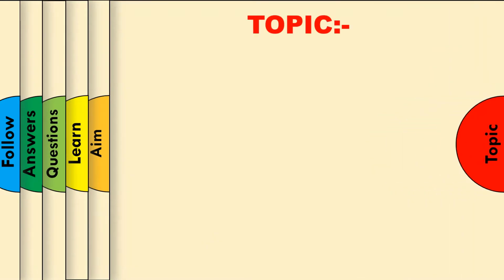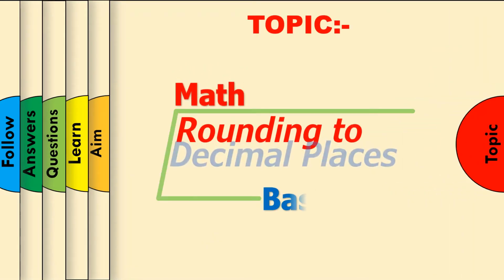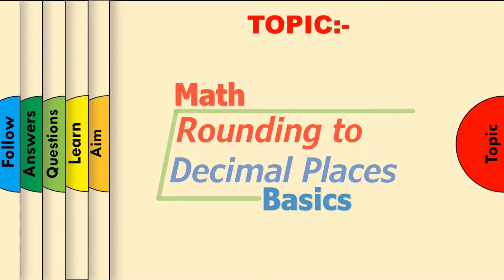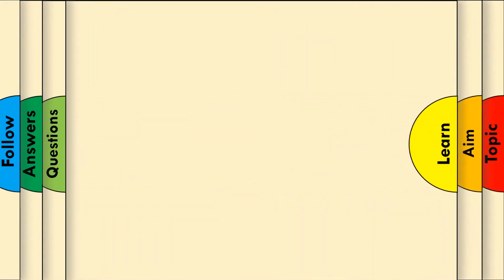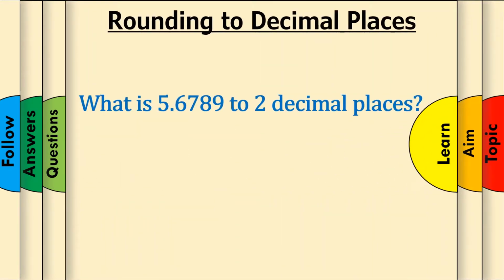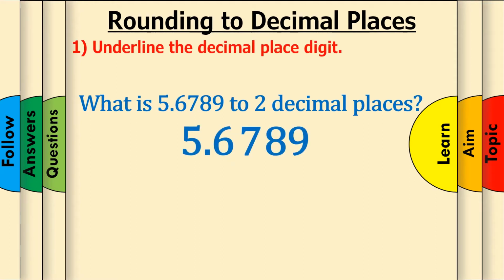Today, we're learning how to round to decimal places. Here's an example question. What is 5.6789 to 2 decimal places? Step 1. Underline the decimal place digit. Here, we want to round to 2 decimal places, so the second number after the decimal place is our decimal place digit. The second number after the decimal place is 7, so underline it.